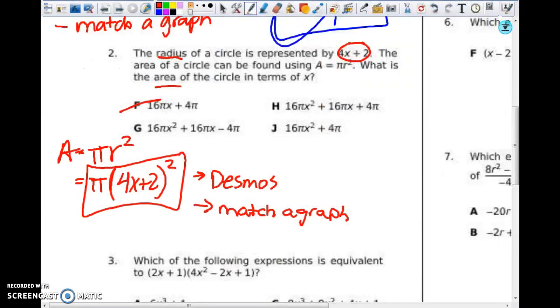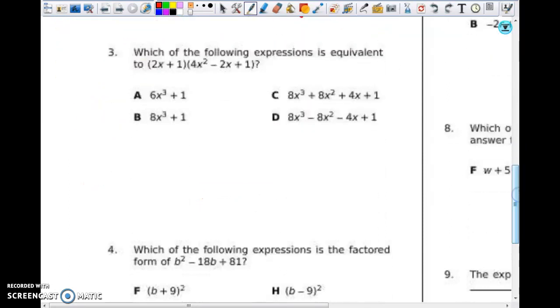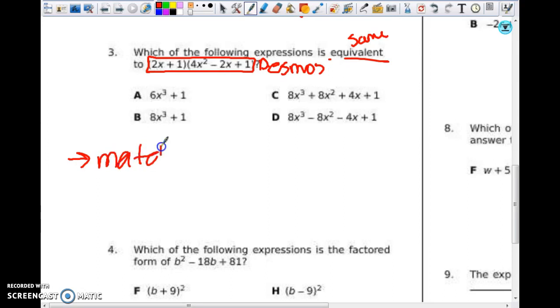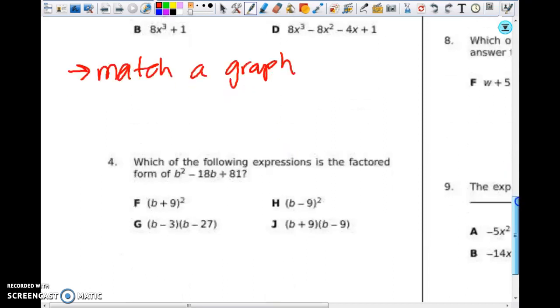All right. So number 3, when they ask, which of the following expressions is equivalent? What does equivalent mean? Equal, same. Does that mean I need to do this one for you? No, so you're going to plug this in. You're going to put this in Desmos, and then how will you know it's equivalent? Match a graph. They'll be the same. Again, so 1 through 3, match a graph.